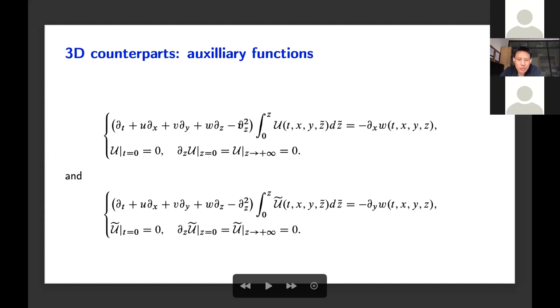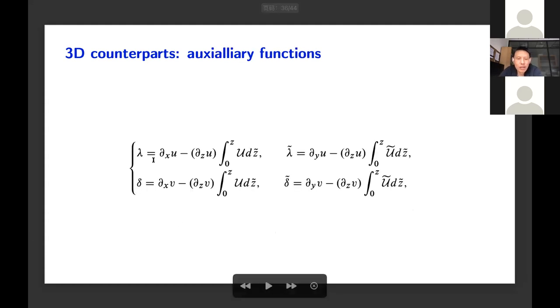So again, you combine this equation, and we can get this, which is just to derive the estimate for dx, and this term is used to derive the estimate for dy. Also, we can get the auxiliary function, just performing the cancellation, and lambda is dxu minus dzu, so integral, and the lambda theta stands for the second tangential variable dy.